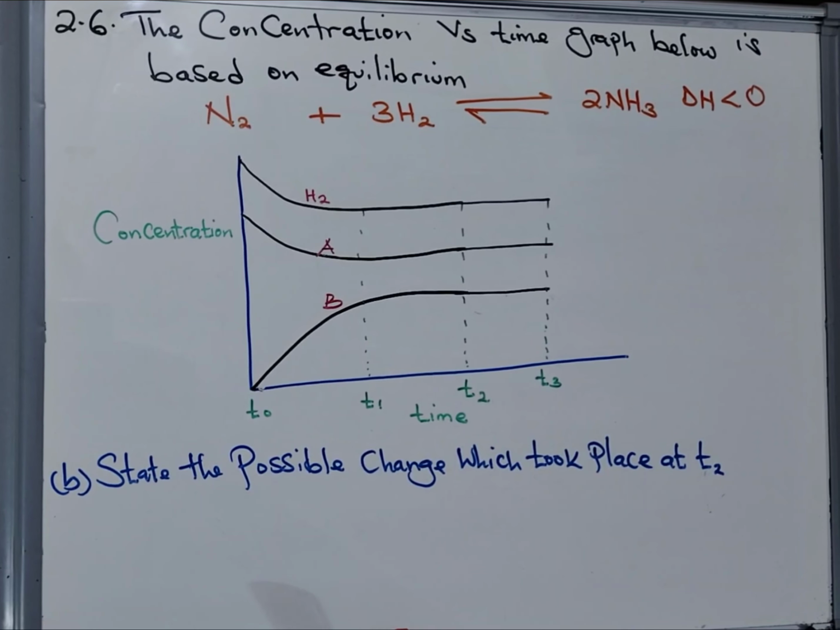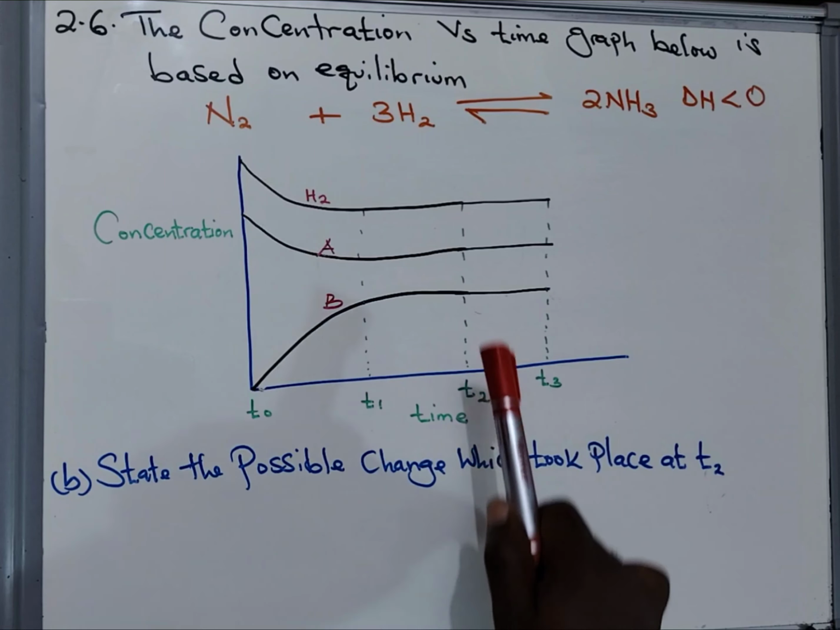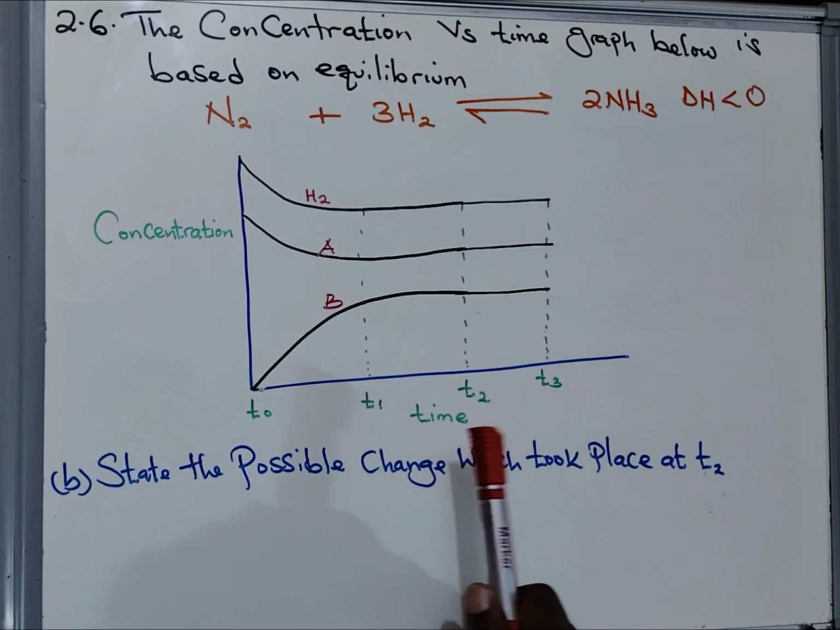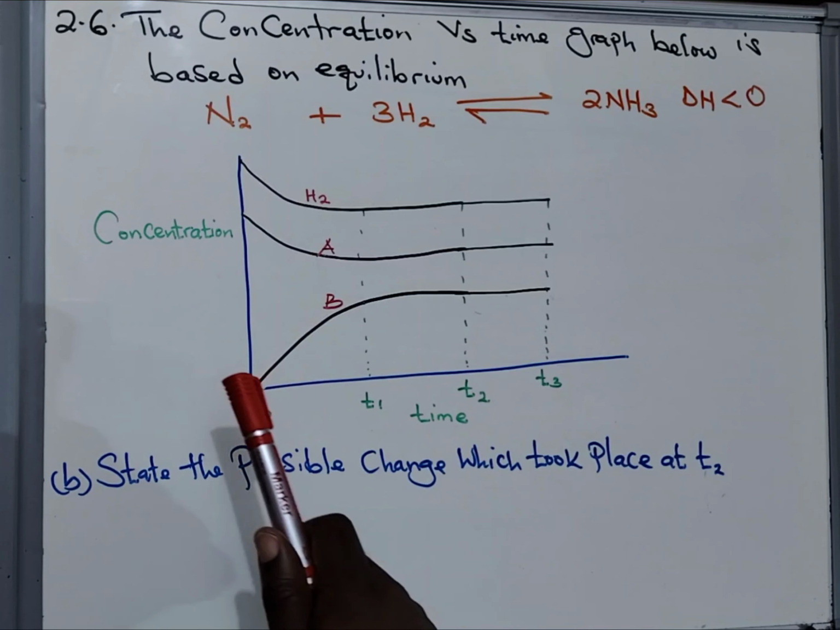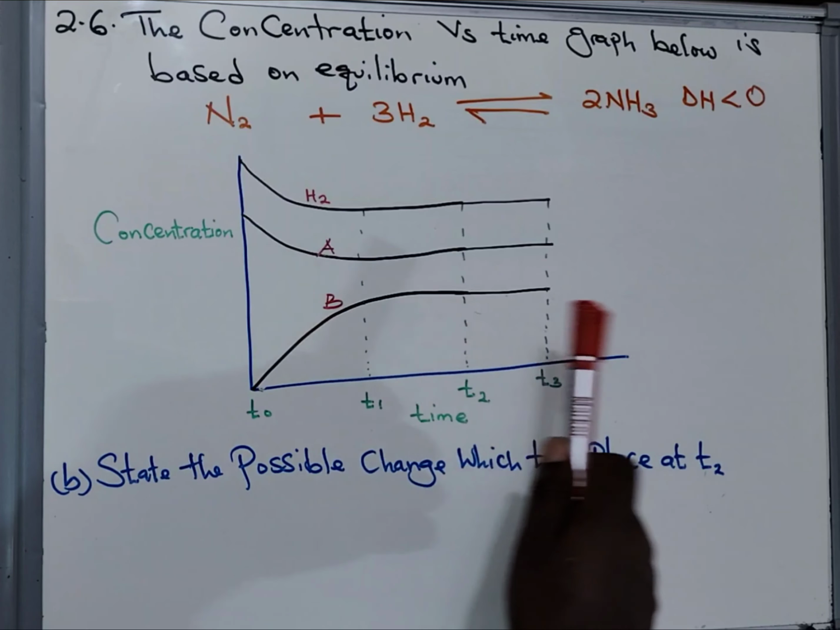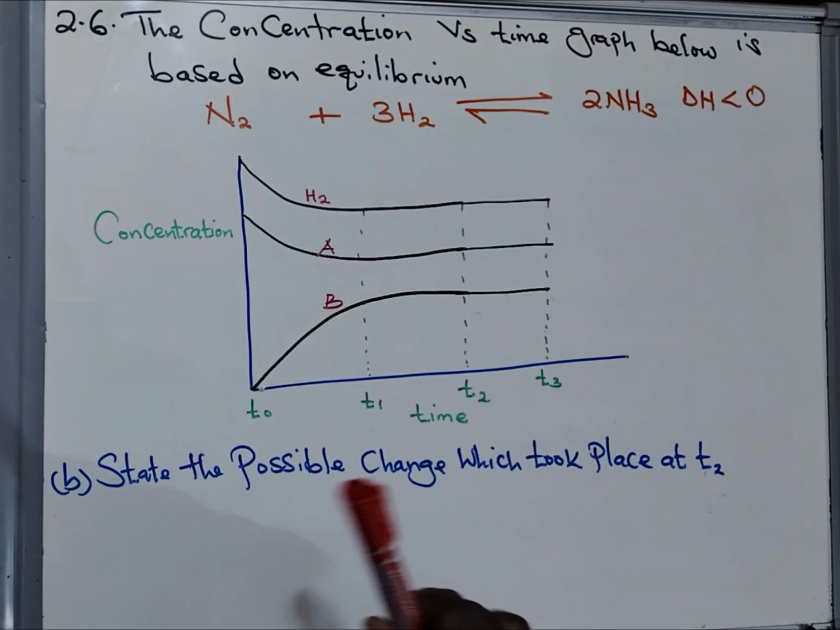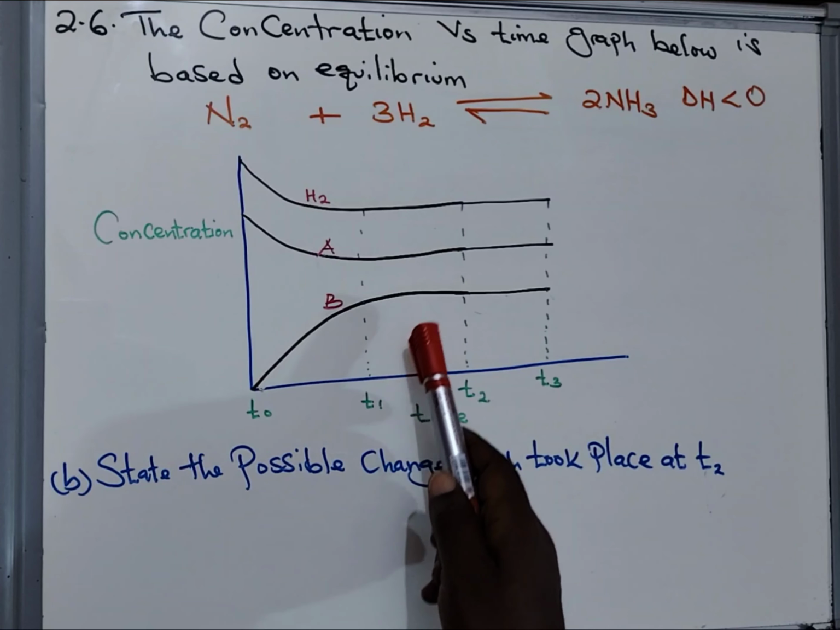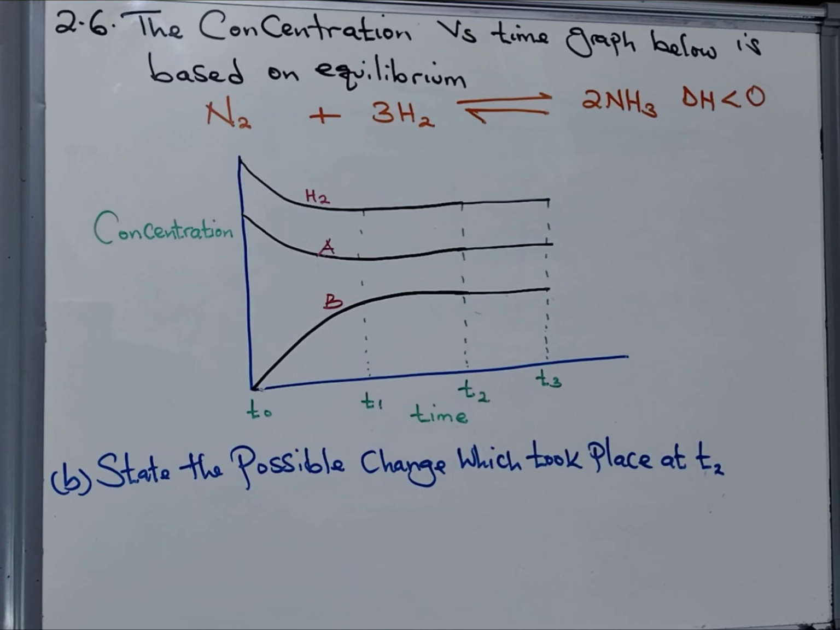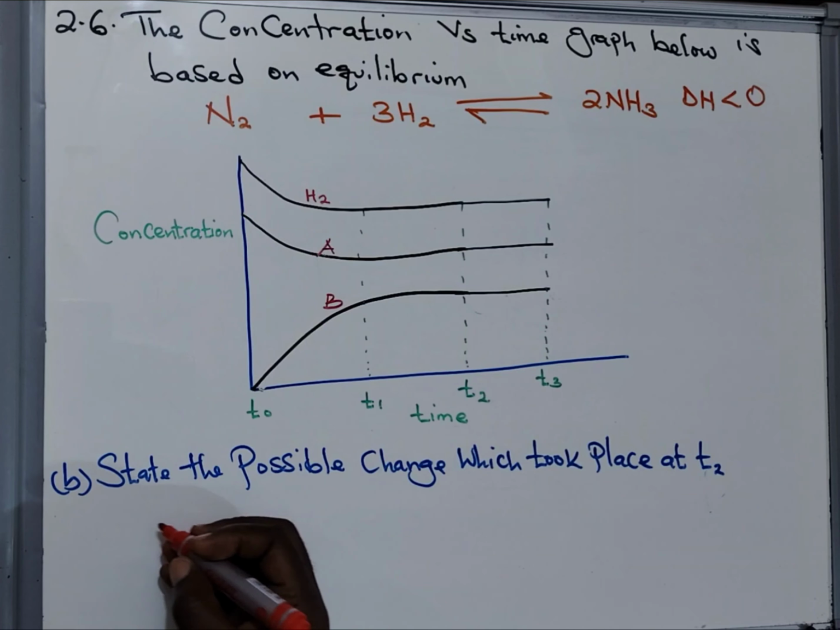Yeah, then comes this question. It says, state the possible change which took place at T2. So this is our T2. And what do we see? We see nothing. The graphs are going unhindered. No change. Then what might be the change which has no impact on this graph? The answer is catalyst was added.